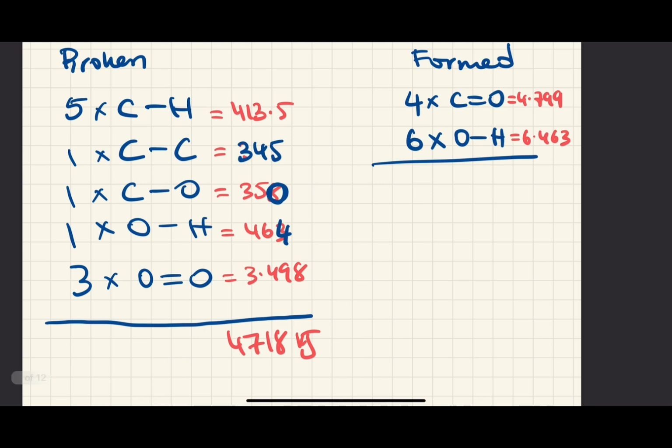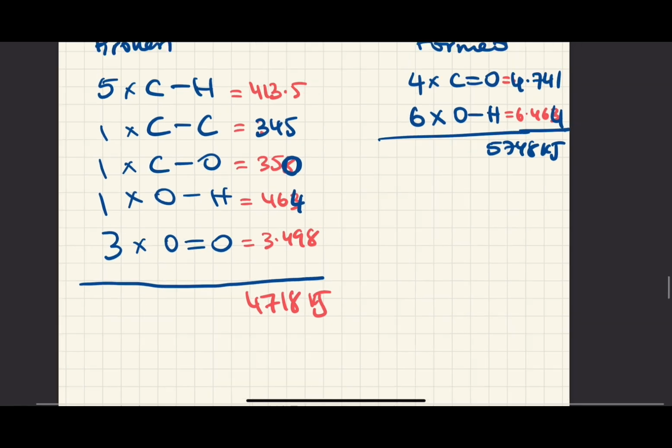So this one is, sorry, this one is 741, and this is 464. Using these values, you'll get 5,748. Now in the exam you will be given your own table. You're going to use it accordingly, okay? So don't memorize these values, just understand the logic.